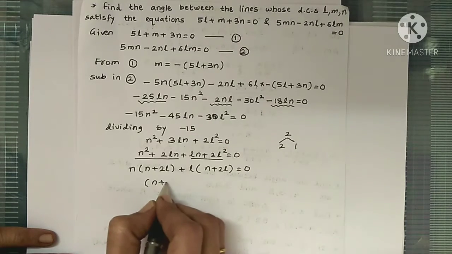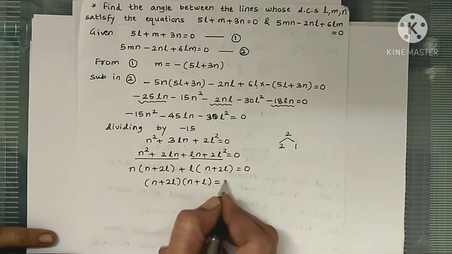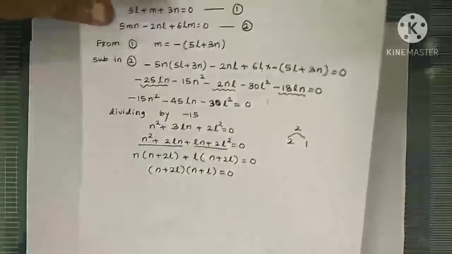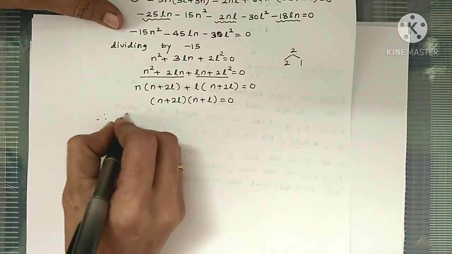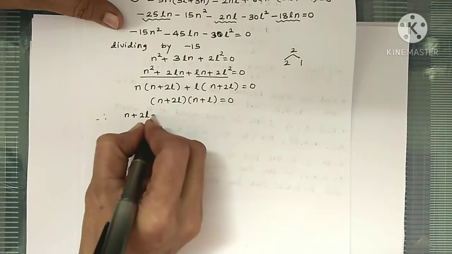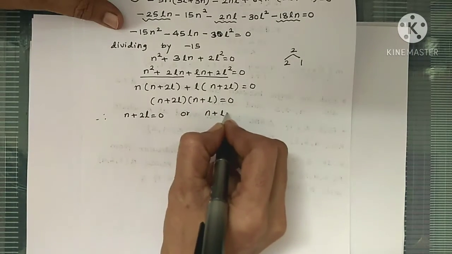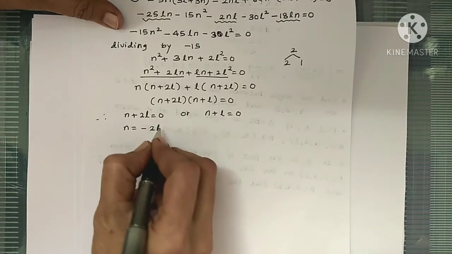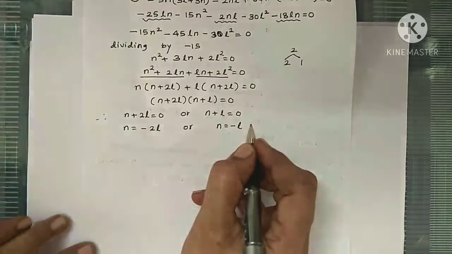So the factors are n + 2l and n + l equal to 0. Now we have n in terms of l. Either the first bracket is 0 or the second bracket is 0. Therefore n + 2l = 0 or n + l = 0. So n = -2l or n = -l.